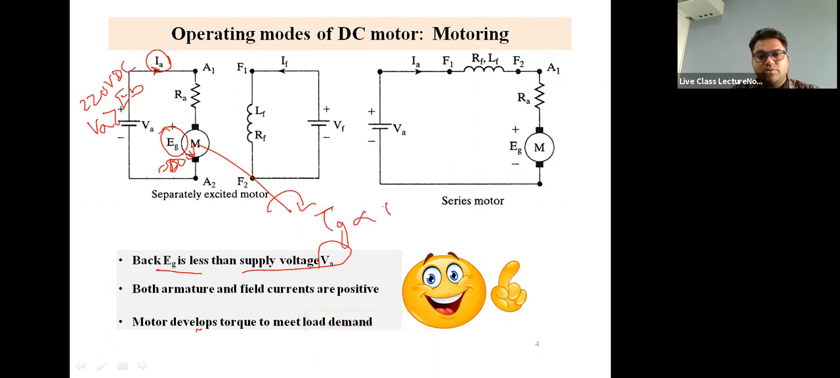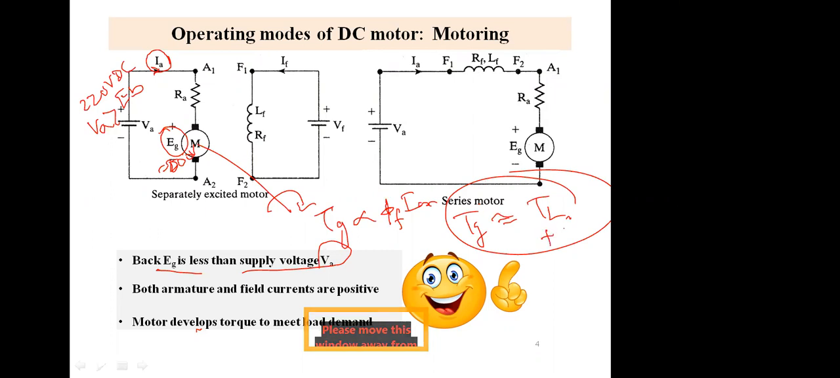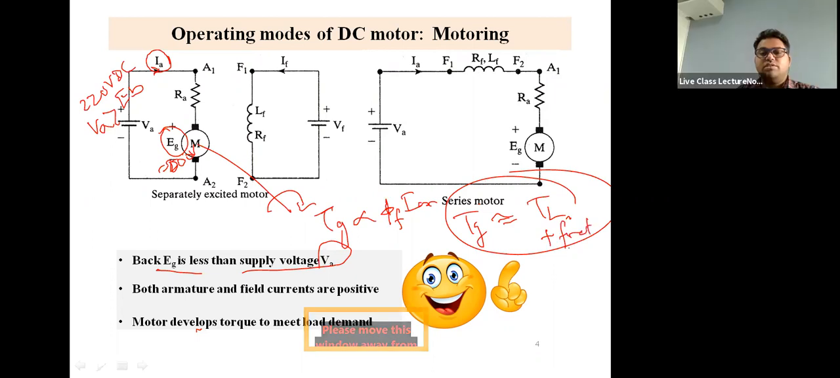This torque will be proportional to phi f into Ia, and this should be equal to the load torque for constant speed operation. If you are not accelerating, if you are just having a constant speed, then this must be the equation, right? This must be the approximate equation actually. TL plus some amount of frictional load and all the windage losses are there. But neglecting all those things, this TG should be equal to TL, right?